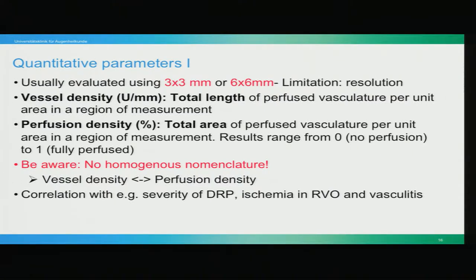And these parameters are very intriguing because they very nicely correlate with the severity of diabetic retinopathy, with ischemia in vasculitis, and also ischemia in retinal vein occlusion. But we still have to figure out what real impact these parameters have in the long run.